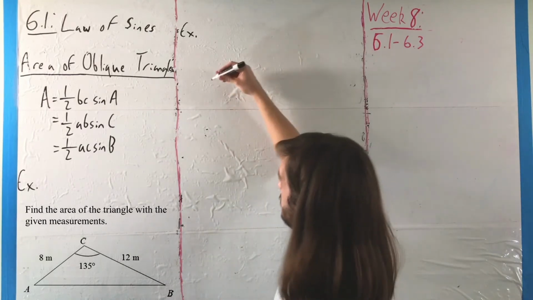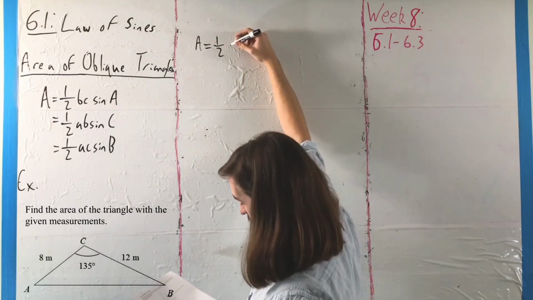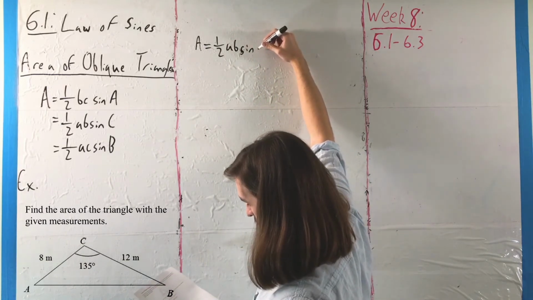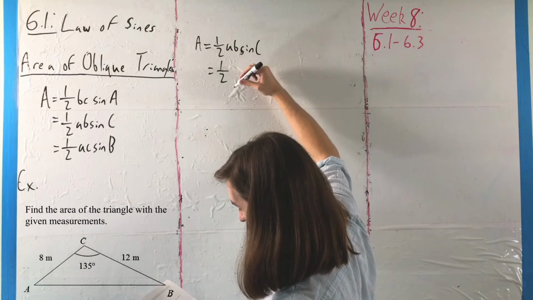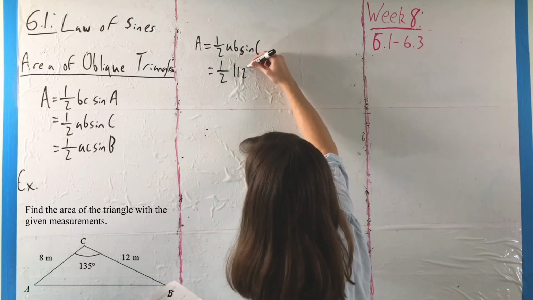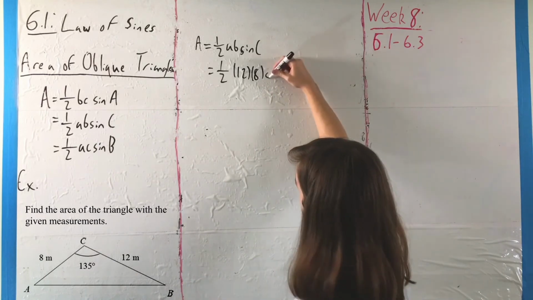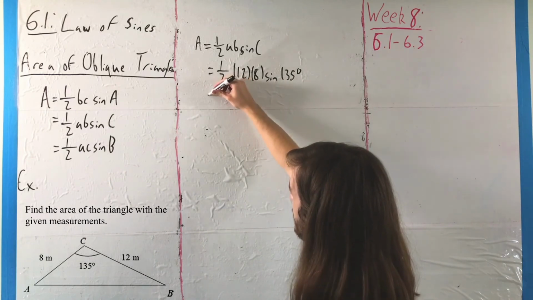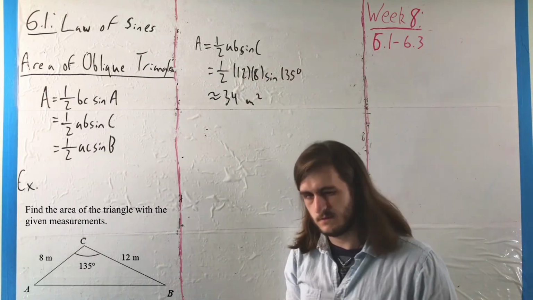That is, for this triangle, we have that the area is going to be 1/2 AB times sine of C, where here that has form 1/2 times 12 meters times 8 meters times sine of 135 degrees, which here ends up being approximately 34 meters squared, to be sure.